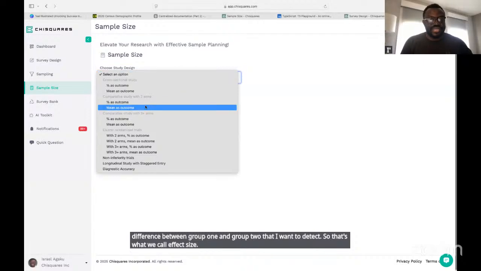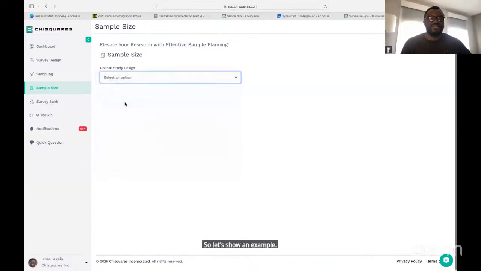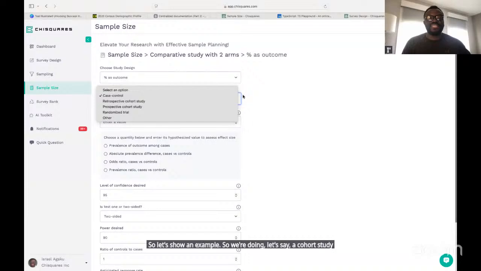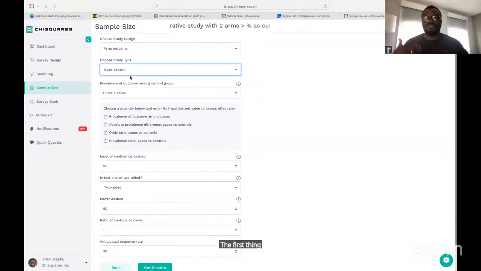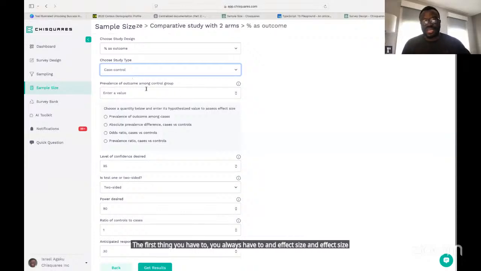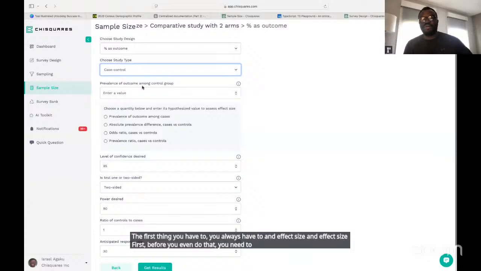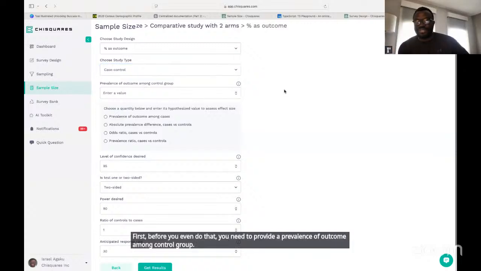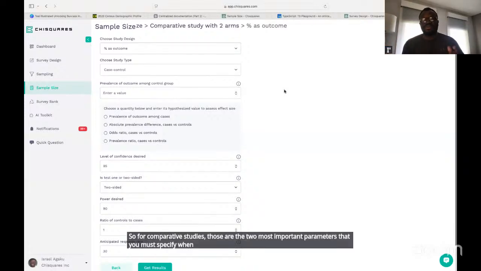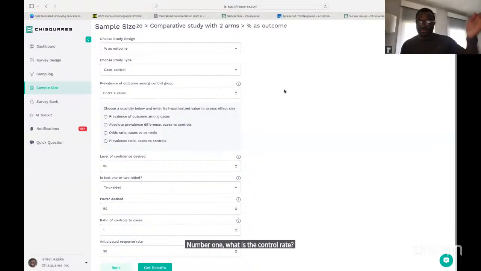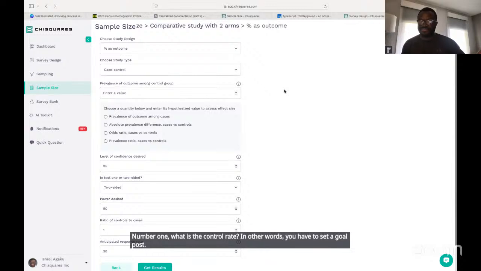So let's show an example. We're doing, let's say, a cohort study, or let's say a case control study. First, before you even provide an effect size, you need to provide a prevalence of the outcome among the control group. So for comparative studies, those are the two most important parameters that you must specify when calculating sample size. Number one, what is the control rate? In other words, you have to set the goalpost. What is the goalpost, right?